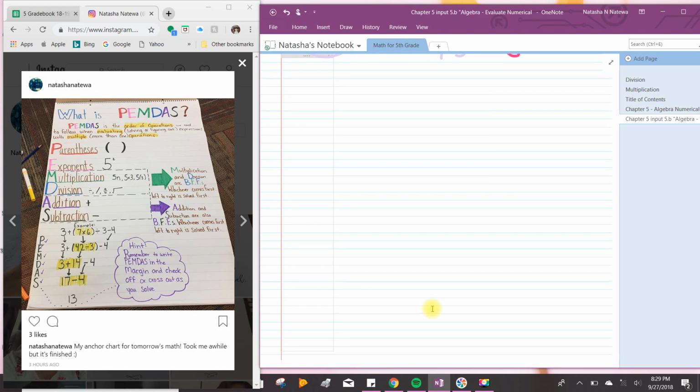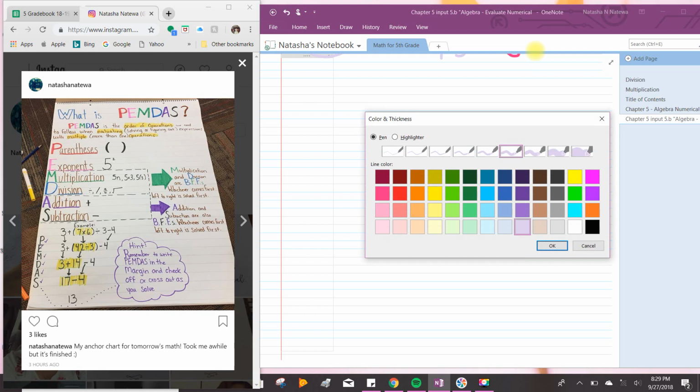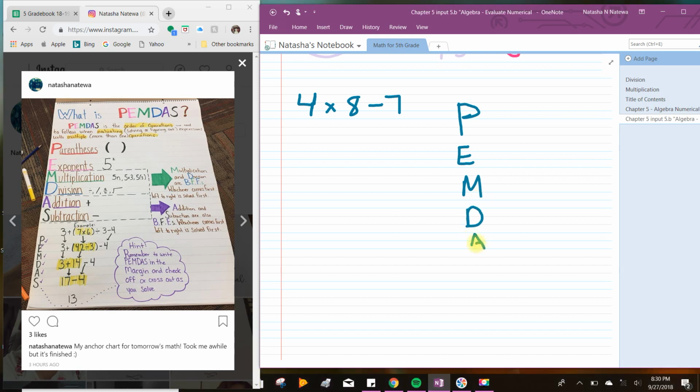The next numerical expression we're gonna be working with is 4 times 8 minus 7. Now once you write the equation, you're going to write PEMDAS in the margins because this is going to help you when you're solving it, okay? Now remember, PEMDAS stands for parentheses, exponents, multiplication, division, addition, and subtraction.